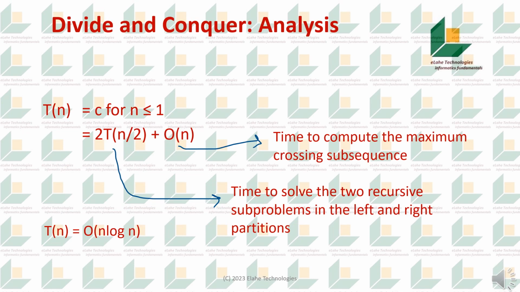To analyze the divide and conquer algorithm, note that we divide the array of size n into two partitions of size n by 2 each. We can find the maximum sum subsequence that crosses the boundary of the two partitions in order n time. Then we recursively solve two instances of the original problem in the left and right partition respectively. This gives us a recurrence T(n) equals 2 times T(n by 2) plus order n. This recurrence solves to T(n) equals order n log n.